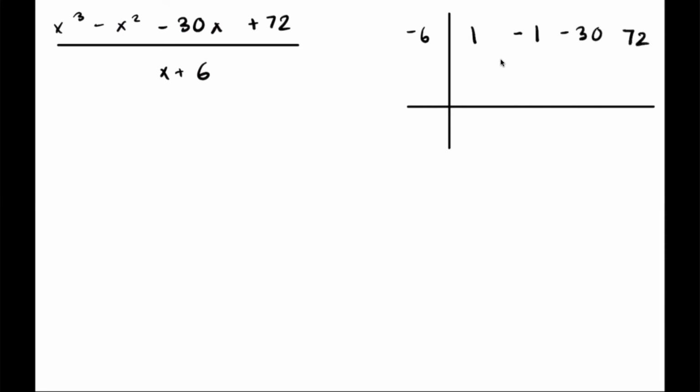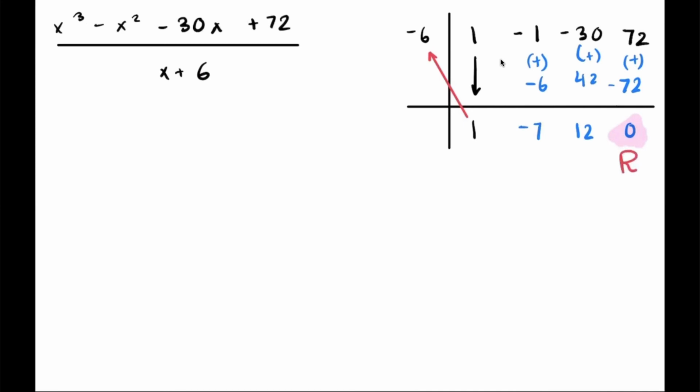Let us expand this. Okay, so first we take 1 down. 1 times -6, which is -6. Then you add these, you'll get -7. -7 times -6, which is 42. When you add these, you will get 12. Then 12 times -6, which is -72. Then you add these, you will get 0. Remember the last number, this number, is always the remainder, okay? So this is the remainder.